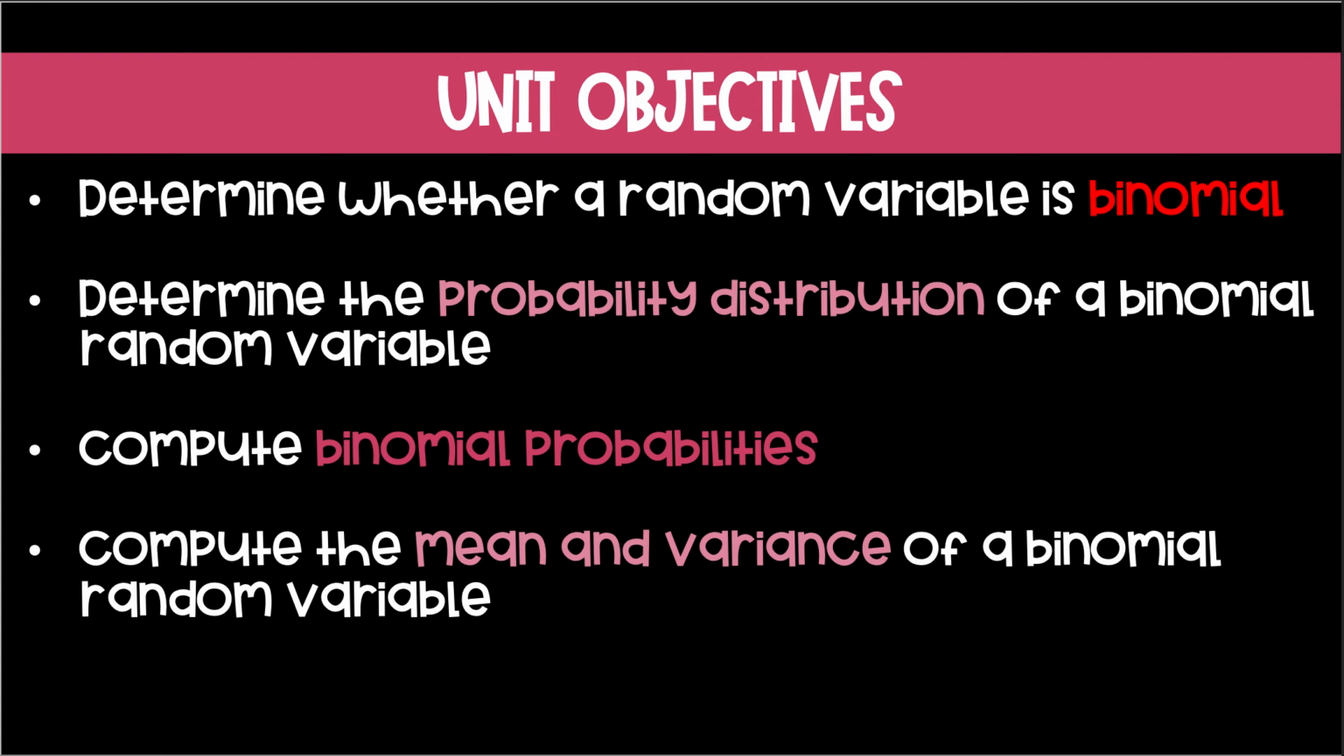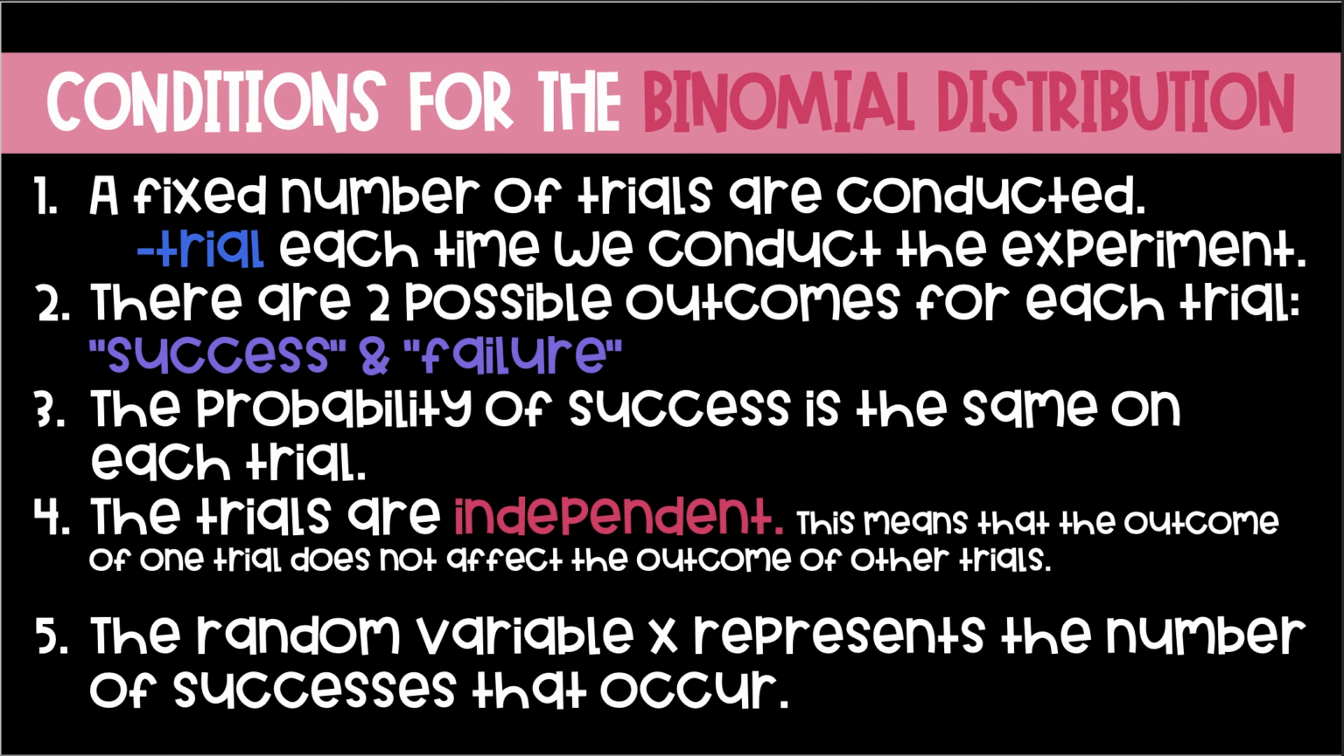Let's first define the conditions for identifying a binomial random variable, or the conditions for a binomial distribution. If these four conditions are not met, the first four, those are the ones that we check, then we do not have a binomial distribution. A binomial distribution has to have a fixed number of trials. And in this case, we're going to refer to each of the times we conduct an experiment as a trial.